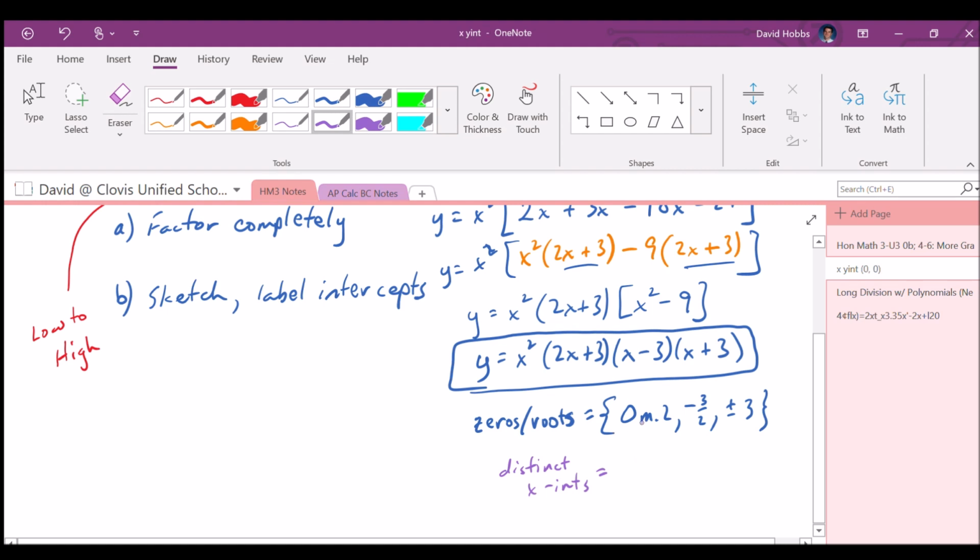Well, different. How many different x-intercepts? 0 is 1, negative 3 halves, positive 3, negative 3. So there's 4 distinct x-intercepts. So a total of 5 zeros or 5 roots, but there's only 4 different x-intercepts. Okay, I think we're ready to sketch now.